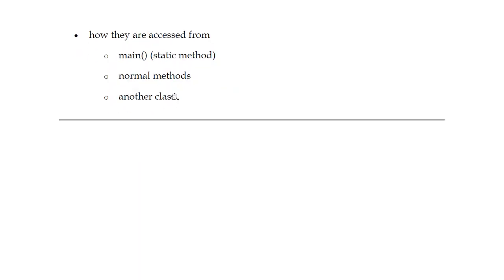So how is it accessed? From the main method, which is also a static method, we can access it. Normal methods can also access it. Another class can also access it.